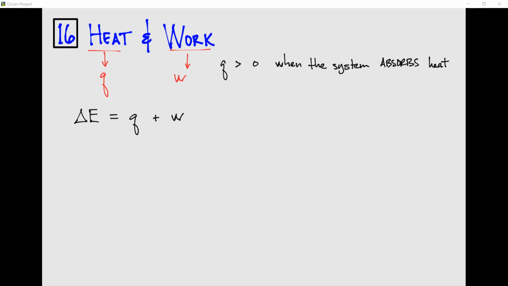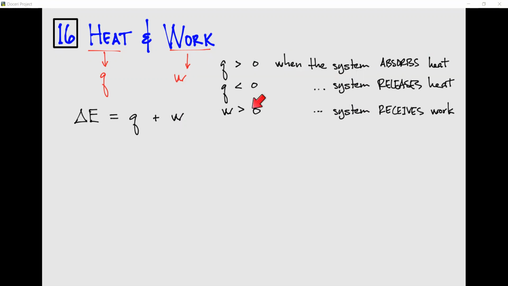Here's an important sign convention that you should be aware of. If heat was positive, that means that the system absorbed heat. So if heat is coming into the system, like you're heating the chemical reaction, that means that the chemical reaction is absorbing heat and you would give it a positive value. On the other hand, if the system is the one that's releasing heat into the surroundings, you would give it a negative sign.